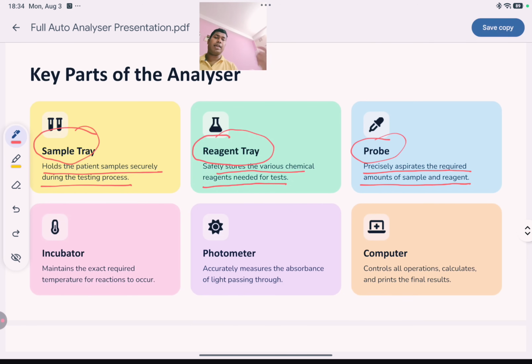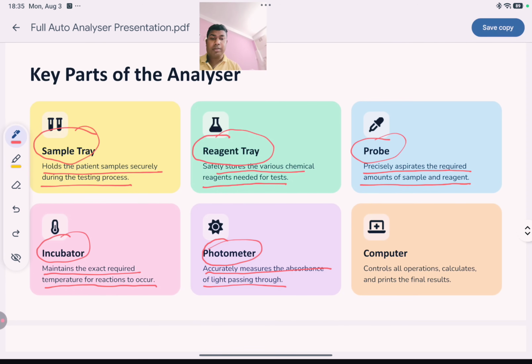The fourth key part is the incubator. As we know, the incubator helps us to maintain the exact temperature for different kinds of tests performed in the laboratory. Here it is also written that it maintains the exact required temperature for the reaction to occur. Now we need a photometer in a fully automatic analyzer, which helps us to accurately measure the absorbance of light passing through it.